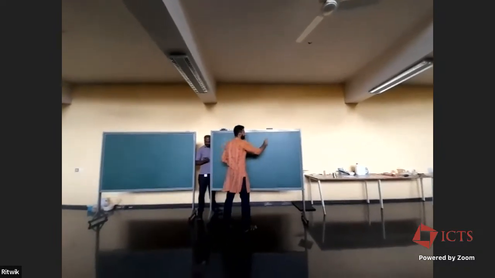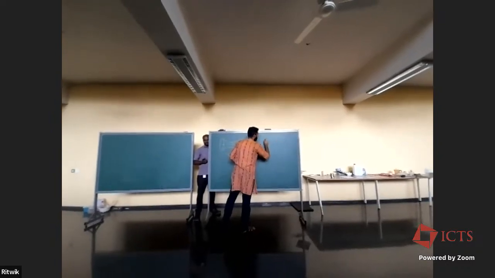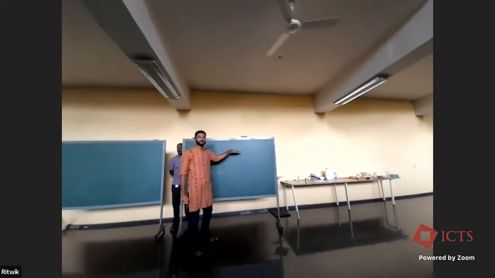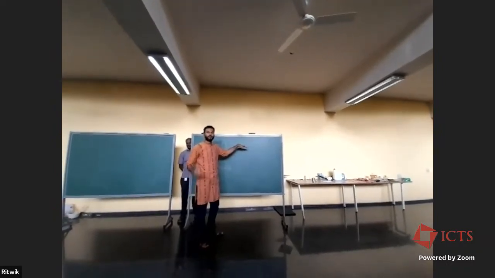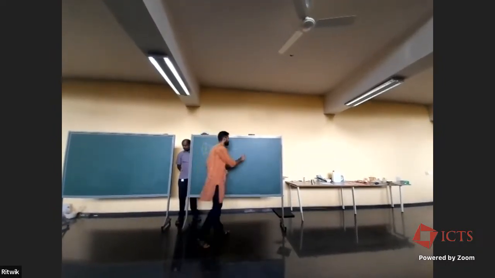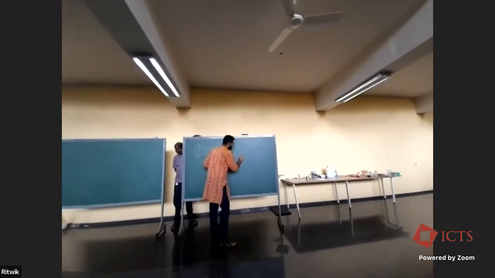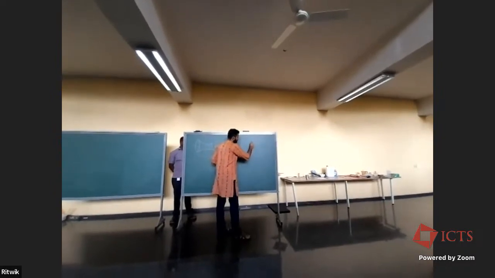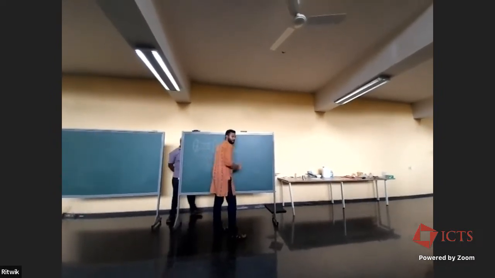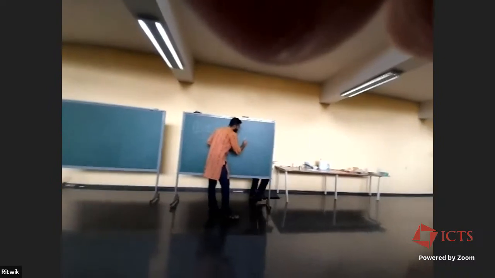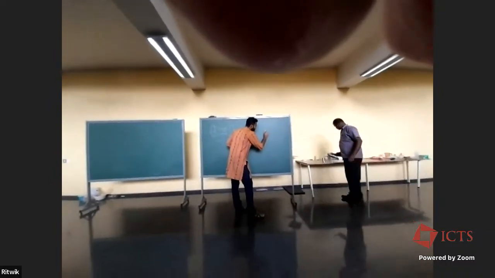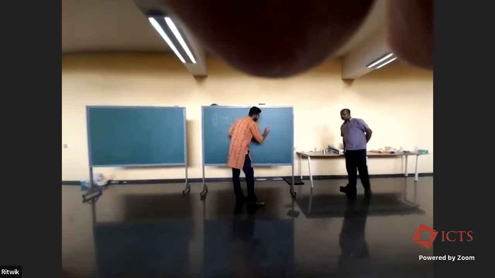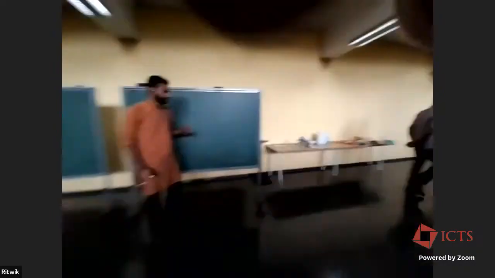Now let's go back to this one. There is a chain hanging. So here also it tries to minimize something. What is that? Potential energy. So here, what is the potential energy? Let's say this is height y. What is the potential energy of a very small mass dm? It's g y dm, correct?